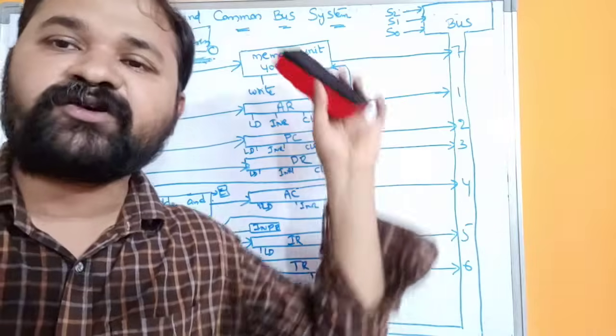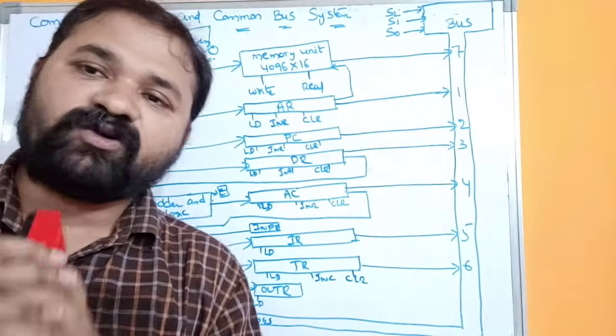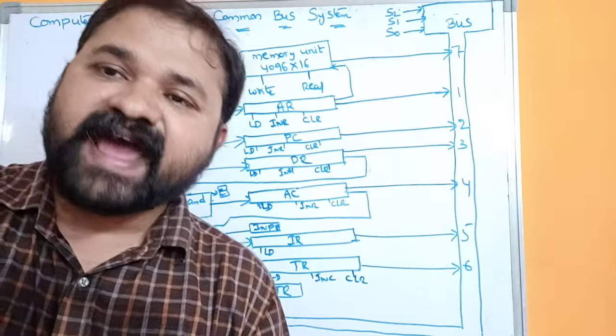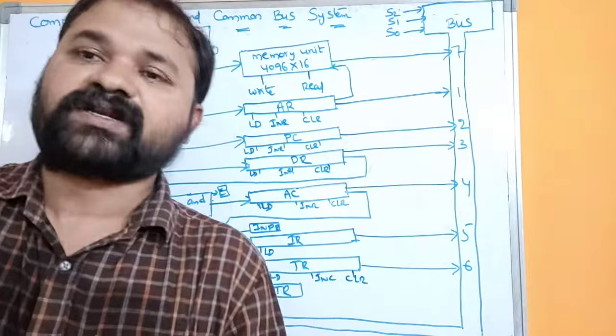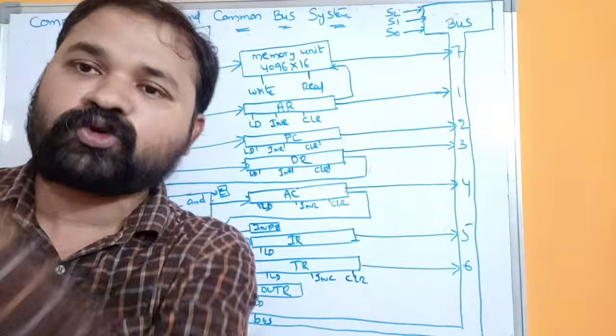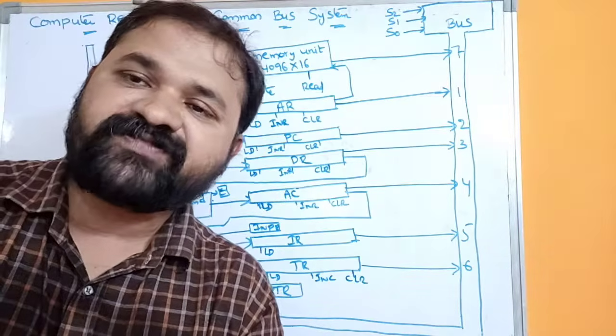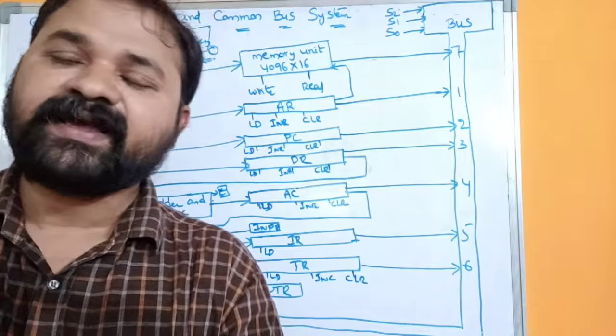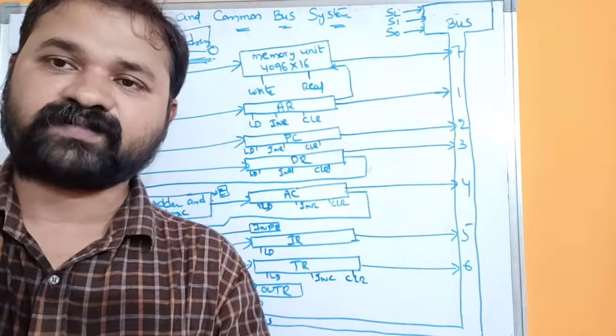So that's why we use the common bus system. By using the common bus system, we can transfer data from a register to another register, from a register to the memory, or from memory to a register in a less expensive manner.